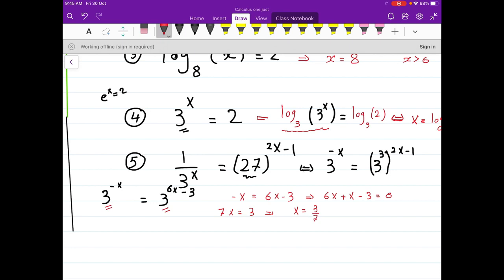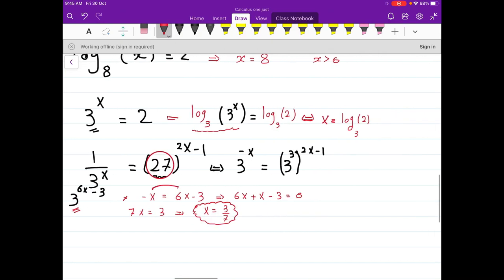So 1 over 3 to the power x is equivalent to 3 to the power minus x. And we write 27 as 3 to the power 3. Now 3 times 2x, 6x minus 3. The bases are equal, so the exponents are equal. So minus x equals 6x minus 3. This is equivalent to 6x plus x equal 3. Solve this equation, you get x equal 3 over 7.